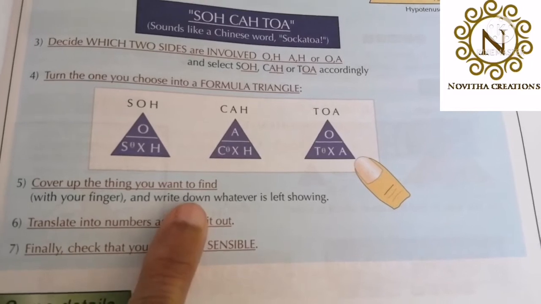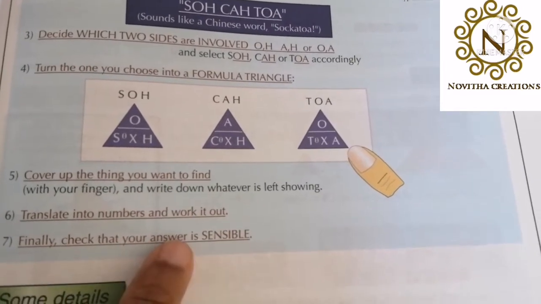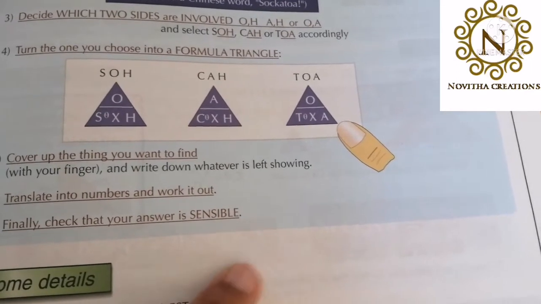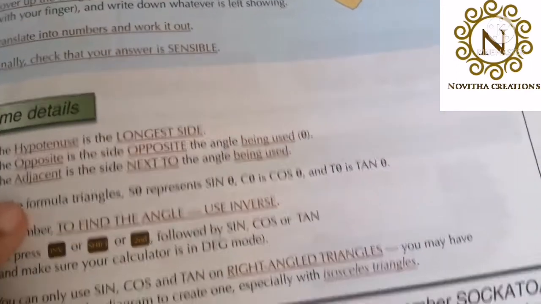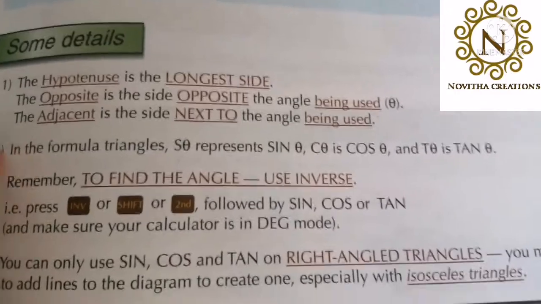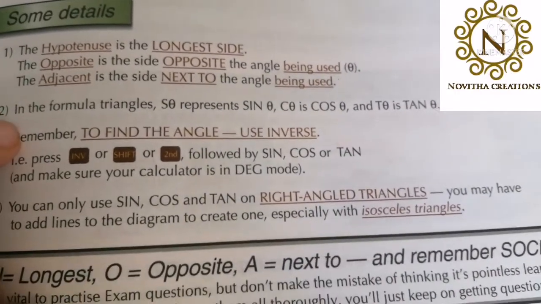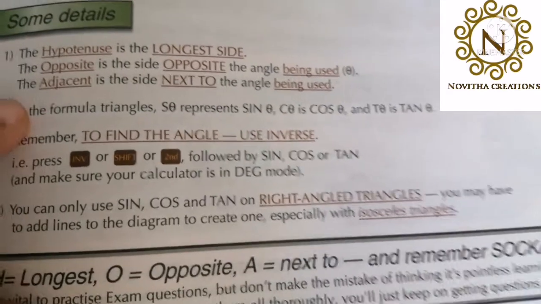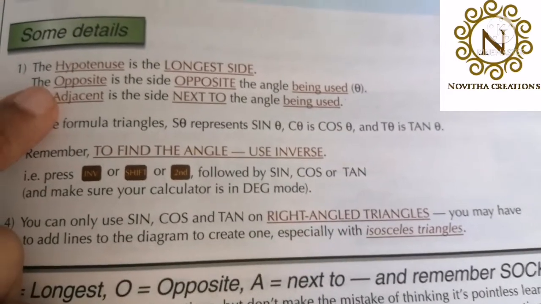Cover up the thing you want to find. Translate into numbers and work it out. Finally, check your answer is sensible. Some details here: they are telling how to use our scientific calculator as well. The hypotenuse is the longest side.